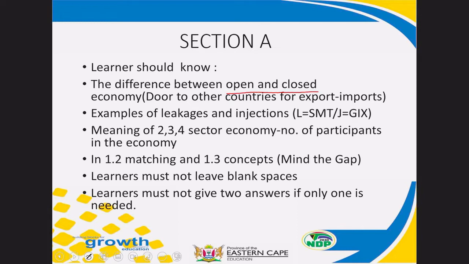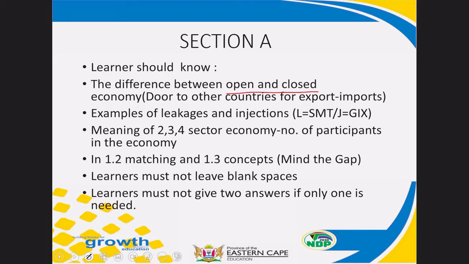And also, in order for you to remember your injections, I used to use an abbreviation or an acronym, which is GIX. Now the GIX now, G stands for government expenditure, I for investment spending by businesses, and X for exports income. So if you've got your SMT as your leakages, you've got your GIX as your injections, you will easily remember now your leakages and your injections, as they are important in paper 1, especially in section A.